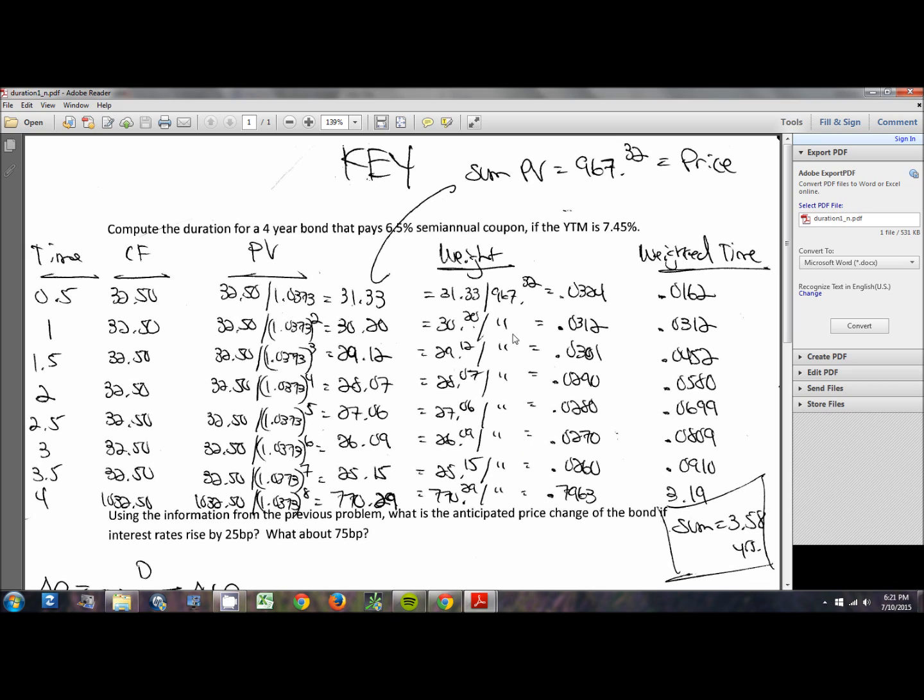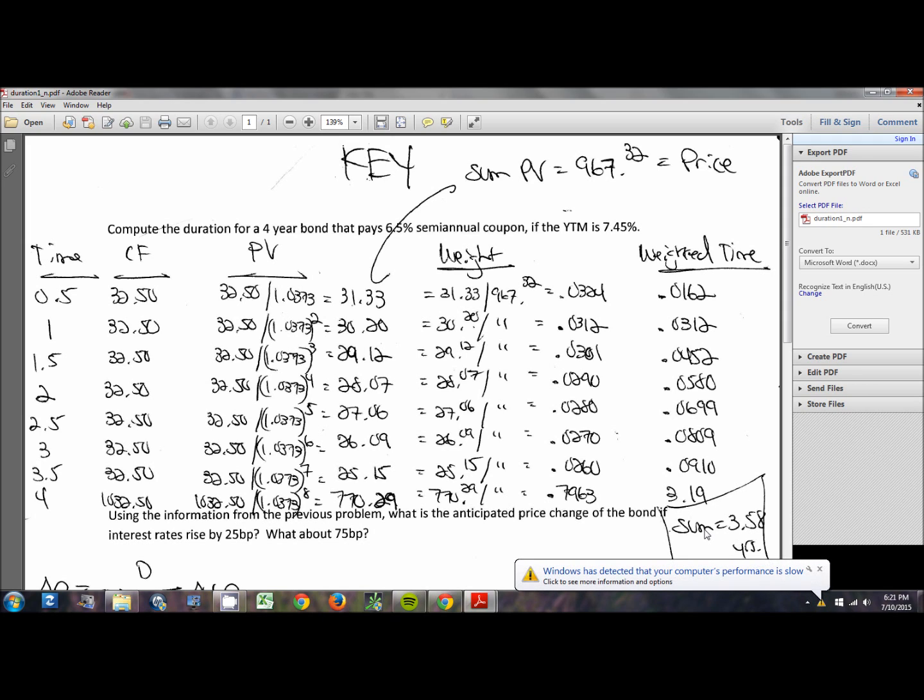Now, to find, in the next column, the weight of each cash flow, you simply take its present value divided by its price. And so these are all the weights that correspond to each cash flow. And then finally, the weighted time column is you simply take column 1 times column 4, and that gives you the weighted time. And once you have all those filled in, you simply take the sum of this final column, and that is your duration. So the duration of this bond would be 3.58 years.